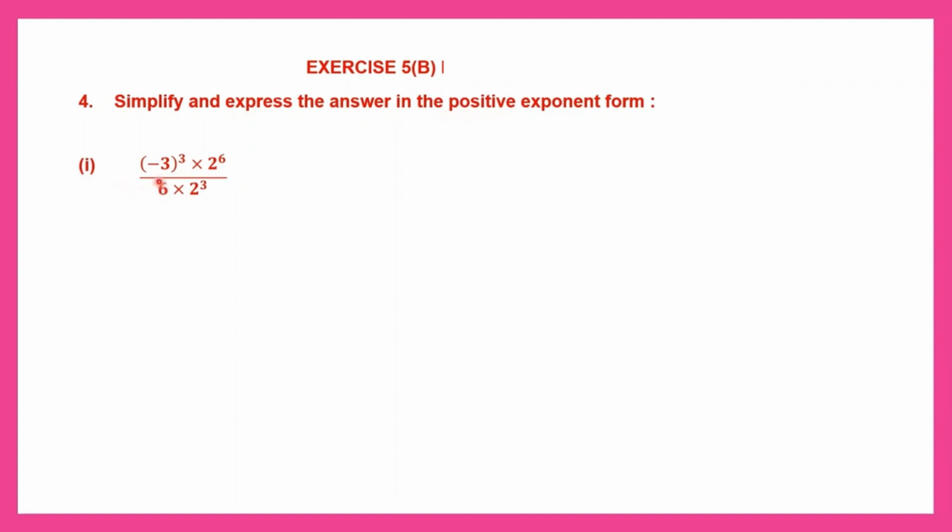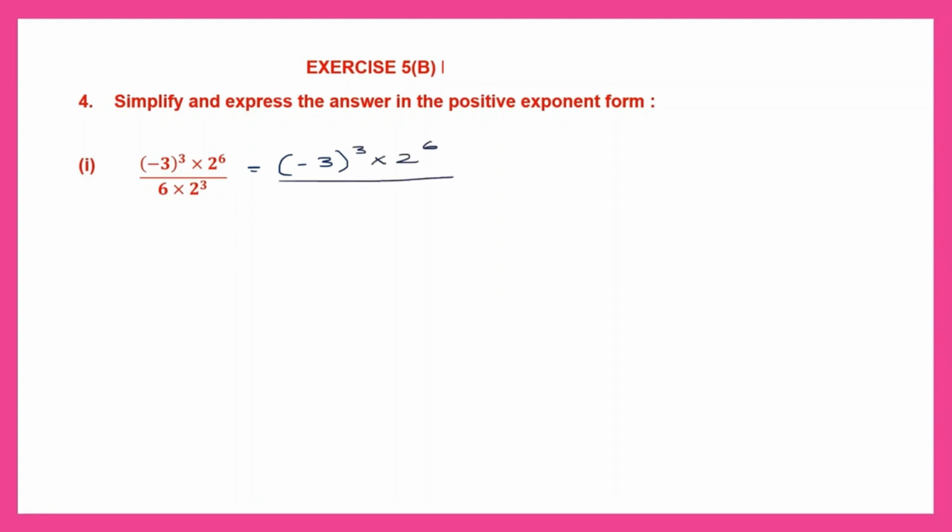So let's begin. So here we have (minus 3) raised to the power of 3 into 2 to the power of 6, by 6 into 2 to the power of 3. Let's begin by writing the same thing in the numerator: (minus 3) raised to the power of 3 into 2 to the power of 6.